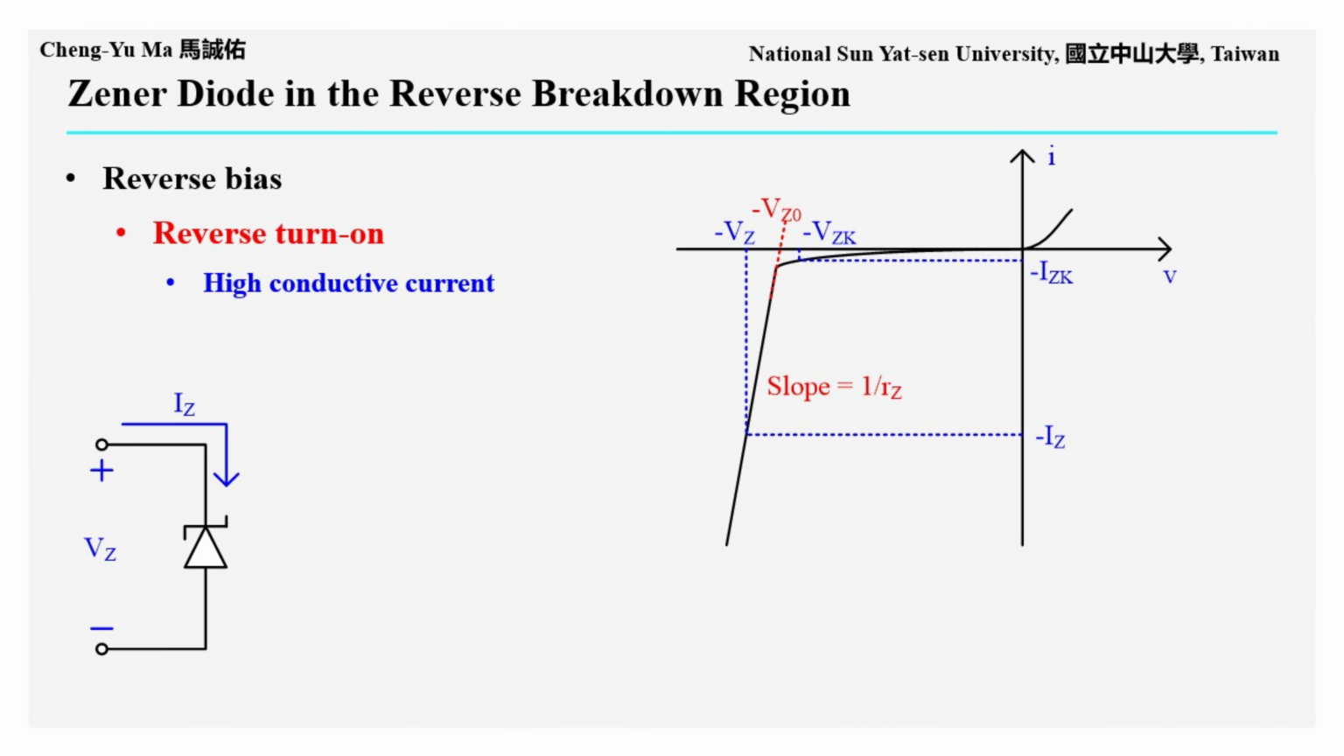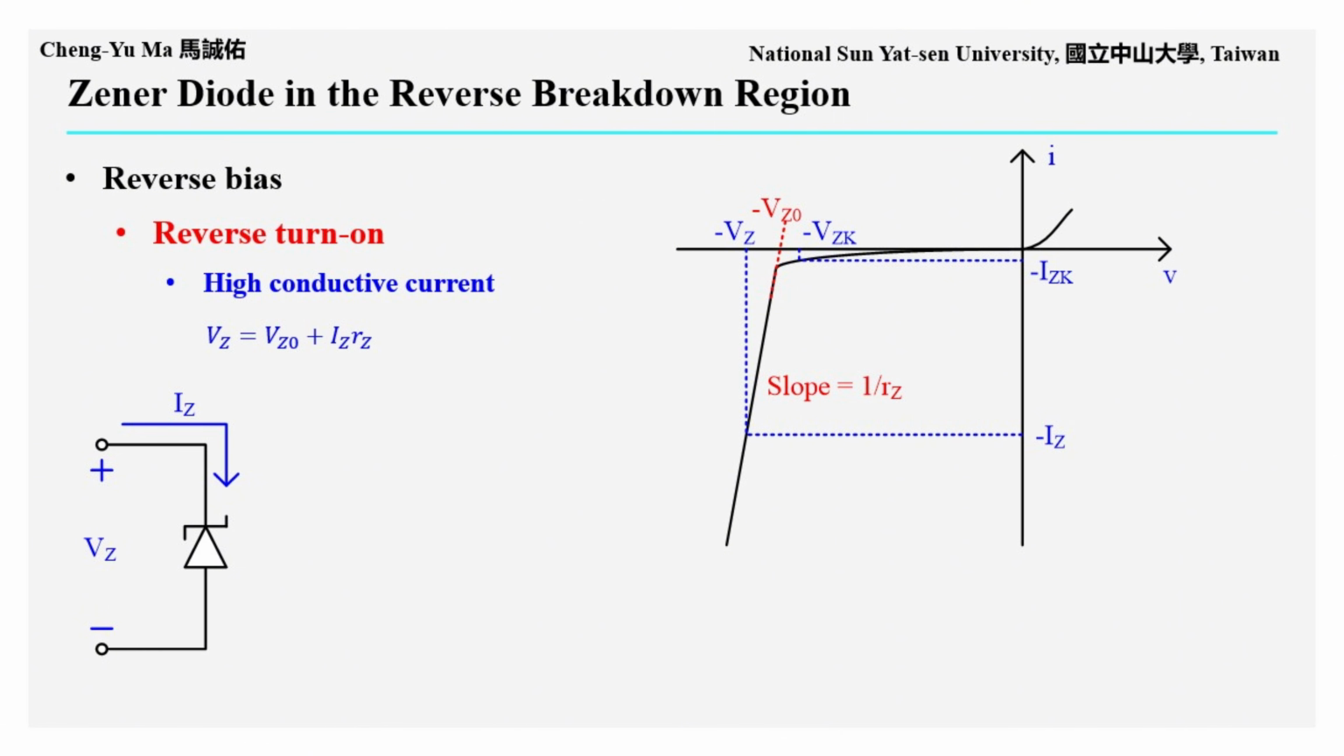Next, let us look at the equivalent circuit of a Zener diode under reverse operation. Before the reverse voltage reaches VZK, the diode is not conducting, and only a very small leakage current, IZK, exists. After the reverse voltage exceeds VZK, the conduction current increases almost linearly, as shown in the figure.